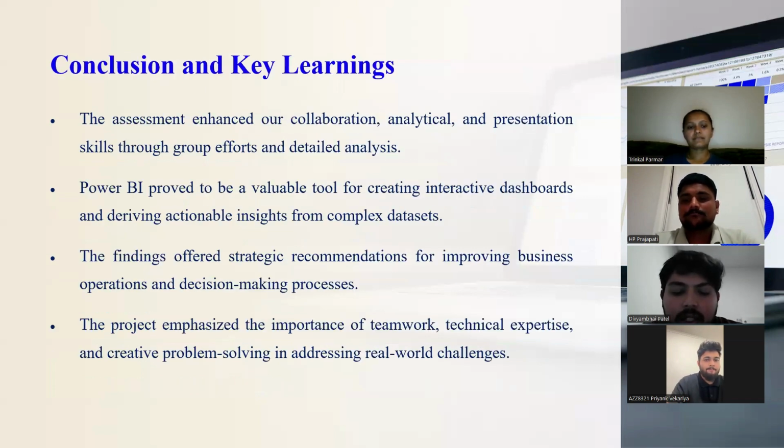Conclusion and key learnings. This is the last slide in the assessment, where learners get to show what they have learned from this process. Due to the features offered by Power BI, it was easy to develop relevant and significant graphics to support our analysis. And some PPT are also references.